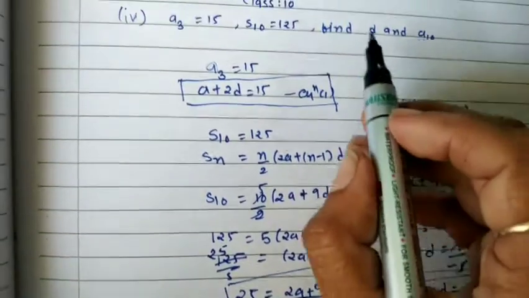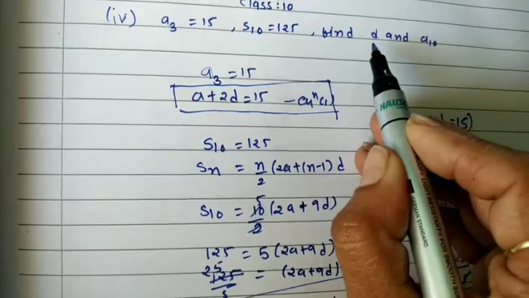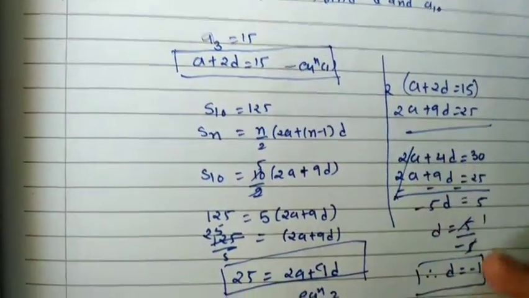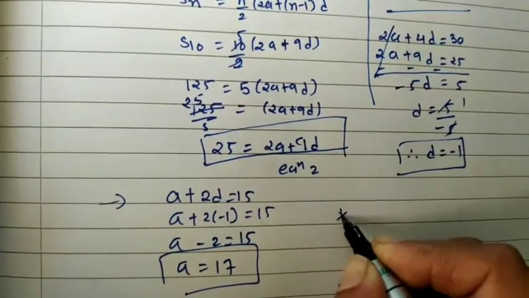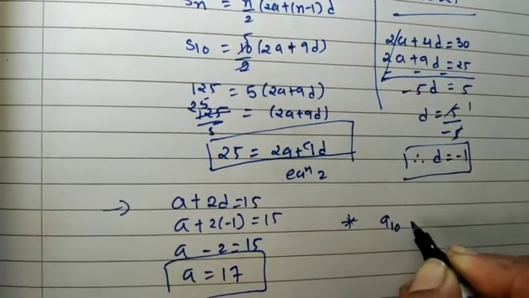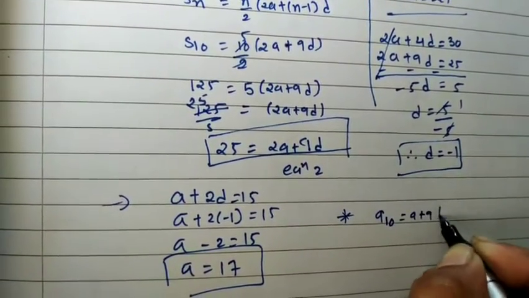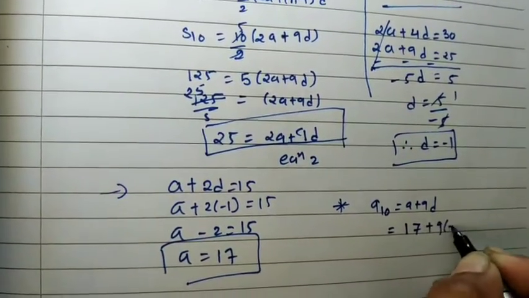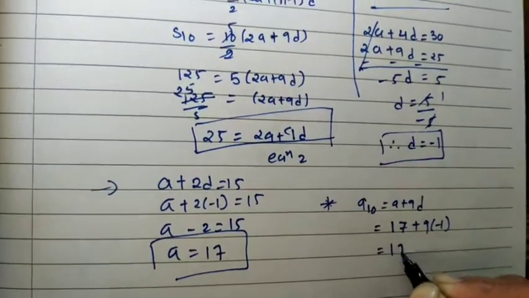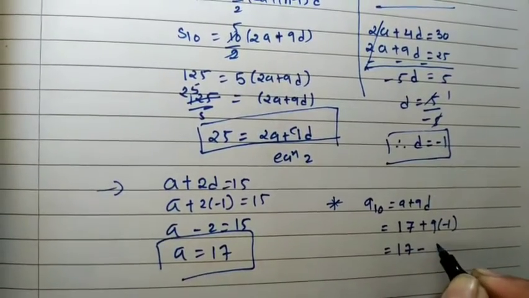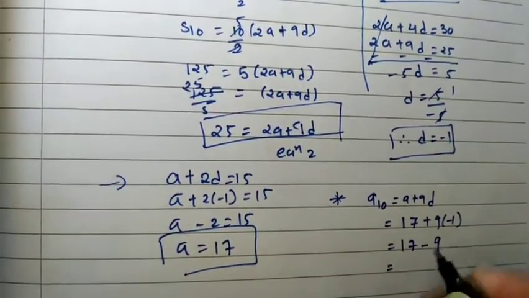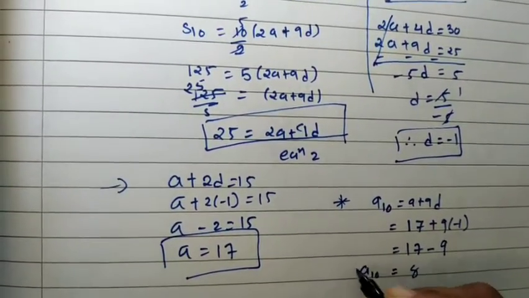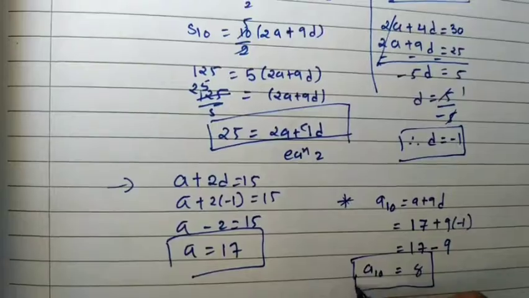So let us go and read our question. In the question we have to find d. We got d as minus 1. Now we have to find a10. We will write a10 equals a plus 9d. There we will substitute the value. This is 17, that is 9, and we got minus 1. So plus minus will make minus. 9 1s are 9, 17 minus 9. So here we are getting 8 as the answer. So this is the concept of this question.